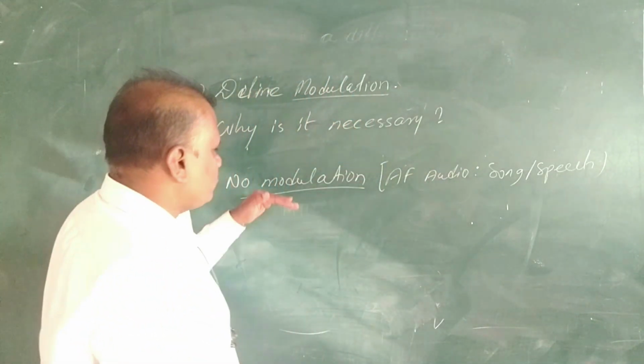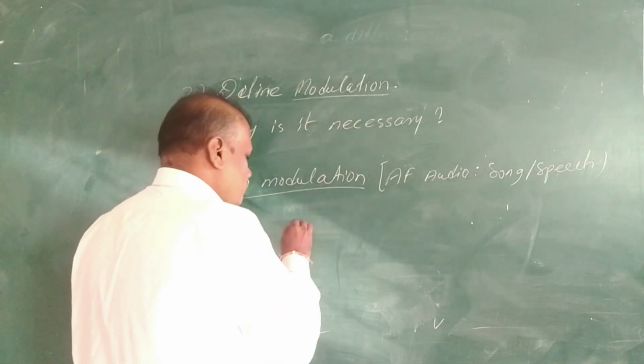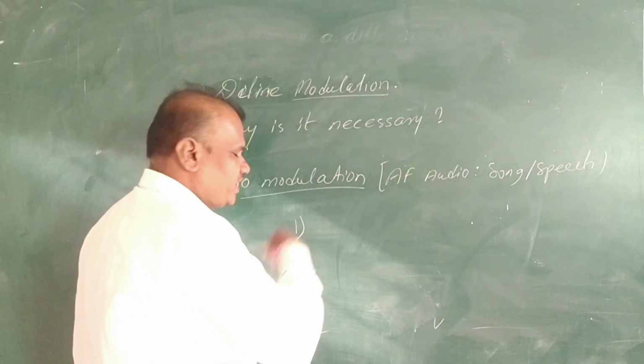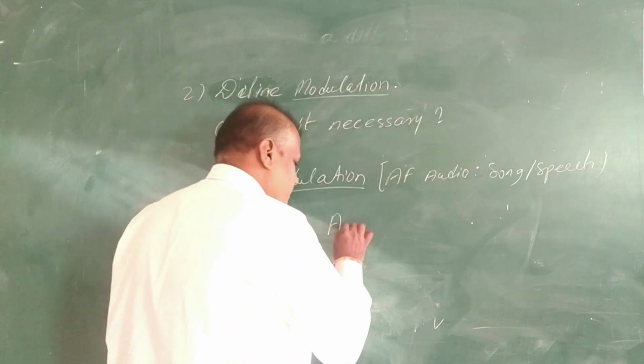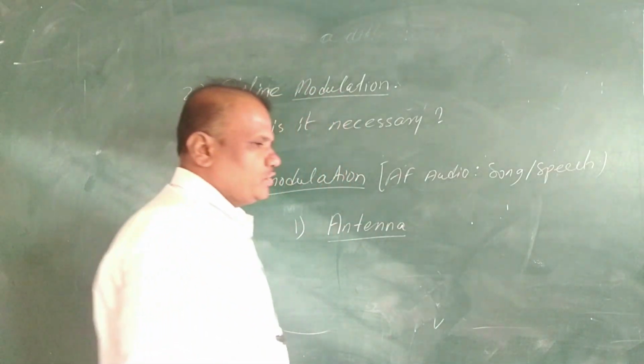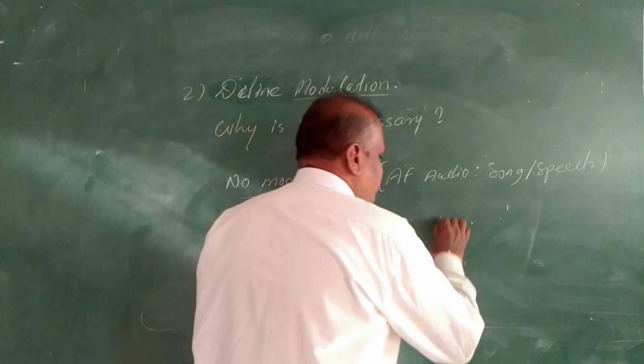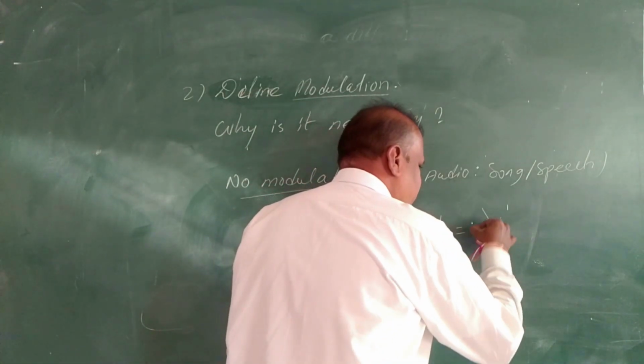So in that case, we take the help of modulation. If there is no modulation, you can still transfer the signal to a longer distance by using an antenna. With the help of an antenna, you can send the signal to longer distances. But here the practical problem is the height of the antenna. What should be the height of the antenna?